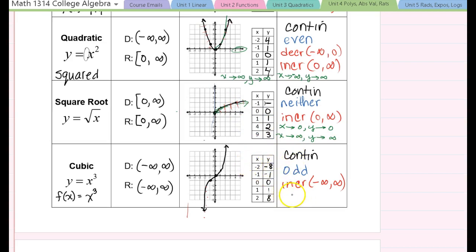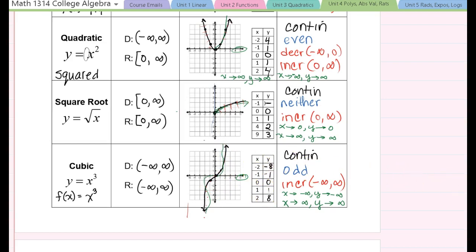And last but not least, on this page, we see that as x goes to negative infinity, our y values will be going to negative infinity as well. And as x goes to positive infinity, we see that our y values are also going to positive infinity. As x goes to a positive number, y values are also going to a positive number.